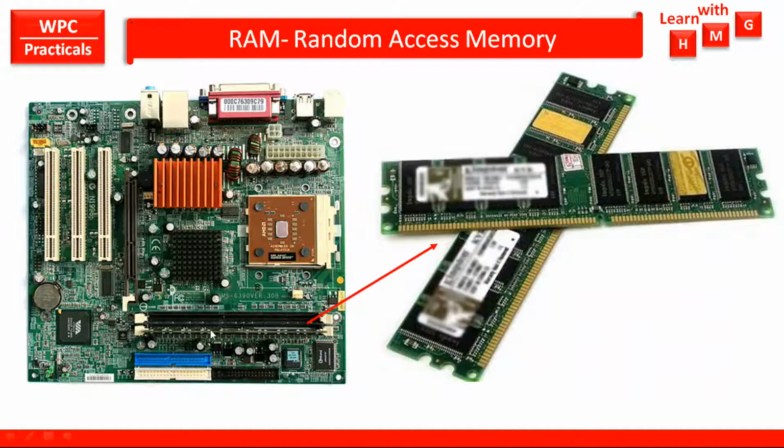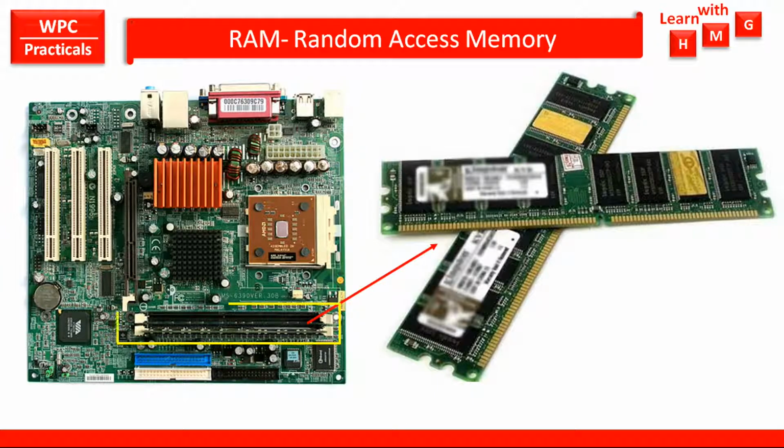Then this is the area where RAM is mounted. The RAM cards look like this. So here there are 2 cards of RAM. Maximum 2 cards can be inserted here, and one card size may be 1 GB or 2 GB or 4 GB also. And like this, there are dual cards.